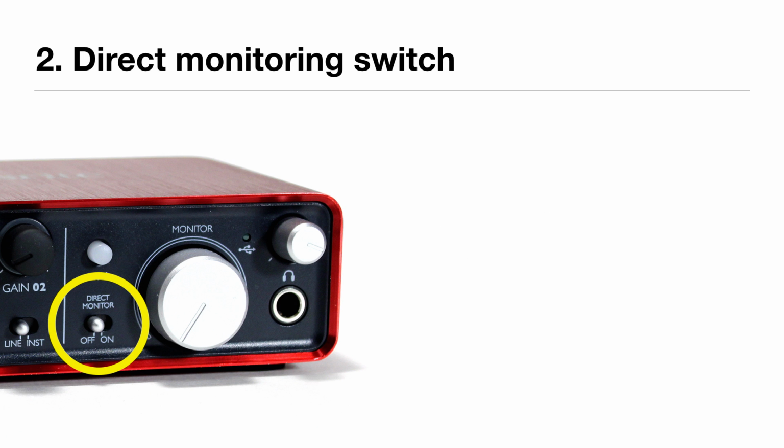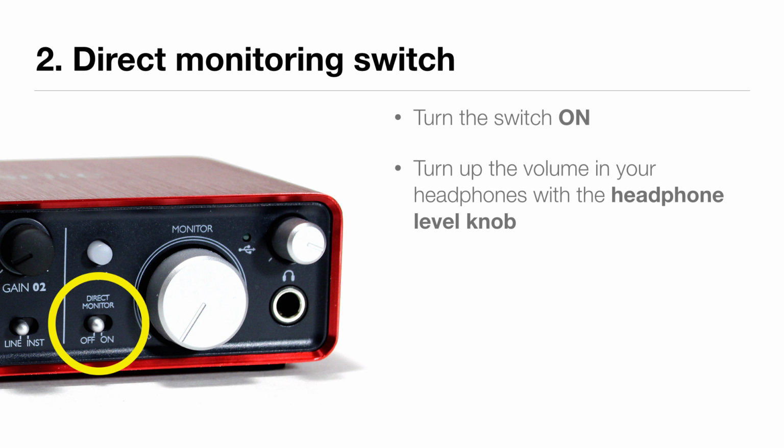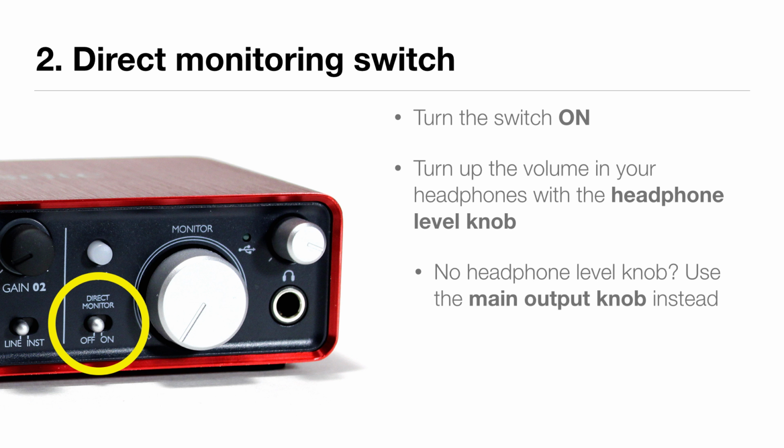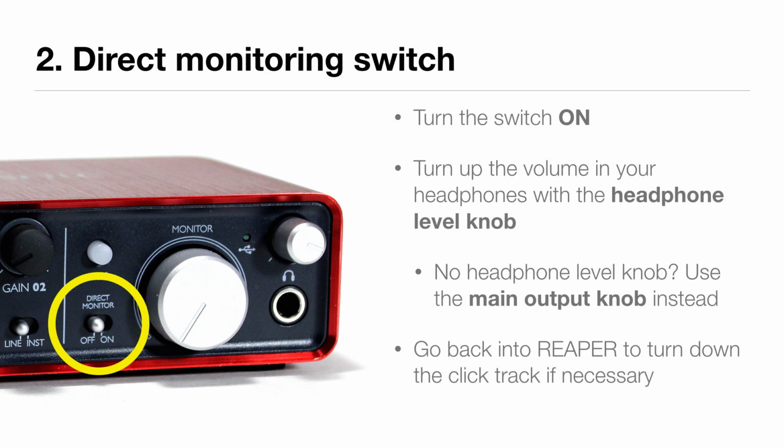If your interface just has a switch to turn direct monitoring on or off, turn it on. Next, you'll need to adjust the balance between the sound you're recording and the audio that's being played back from the computer. If you want to hear more of the sound you're recording, in this case the acoustic guitar, turn up the volume of your headphones by using the headphone level knob. If your interface doesn't have a headphone level knob, use the main output knob. Now notice that this will also bring up the volume of whatever's playing back from REAPER, in this case the click track. So to turn that down, you'll need to go back into REAPER and adjust it there.